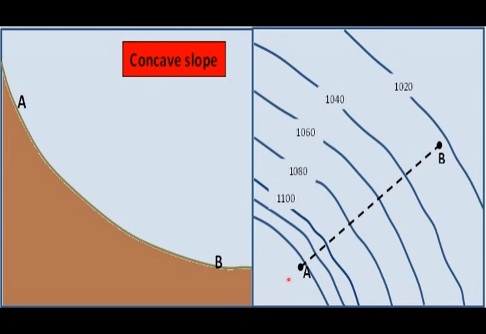Now right here on the flip side, as you can see, slope AB, the contour lines are closely spaced to each other as we are at the top of the slope. But as we gradually move towards the lower end of the slope, the contour lines begin to get wider, spaced from each other. And that is how a typical concave slope looks on a topographical map.